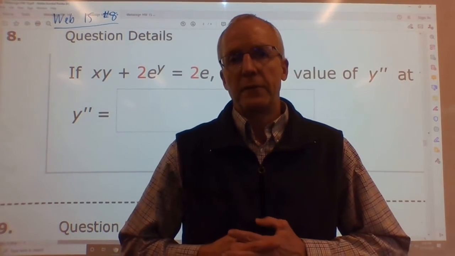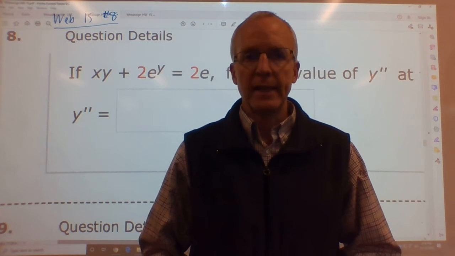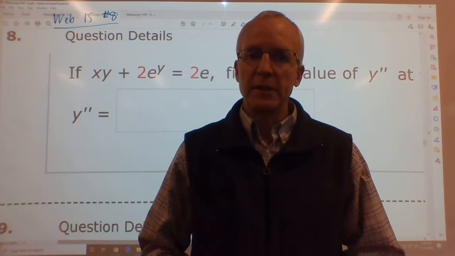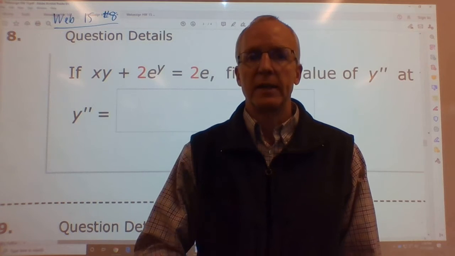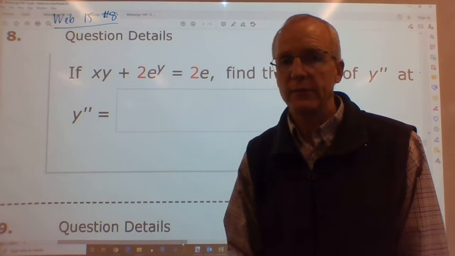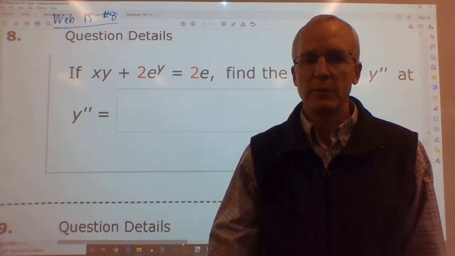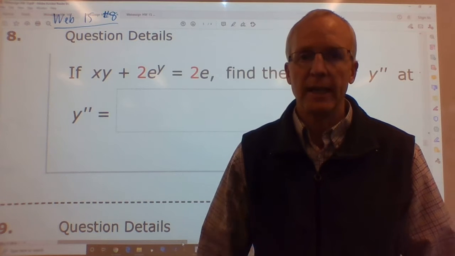So WebAssign 15, number 8, we have to find y double prime, the second derivative. So that means you find y prime, and then you take the implicit derivative again. And I think the next one you have to find the triple derivative, y triple prime, and then you take the derivative of y double prime, or you take the derivative again.